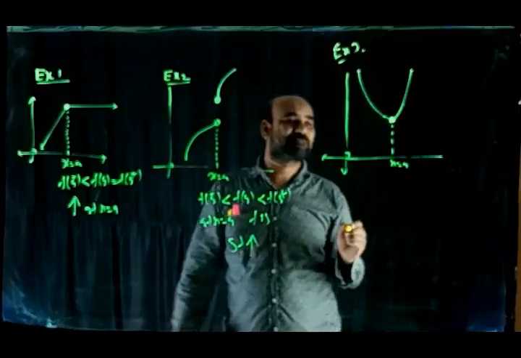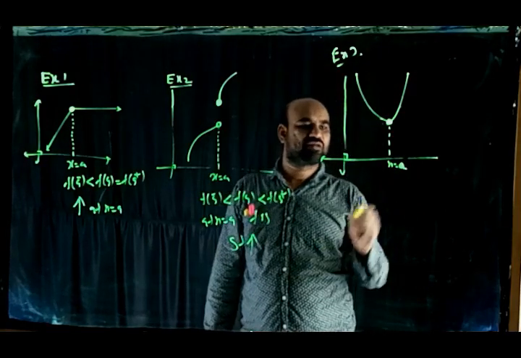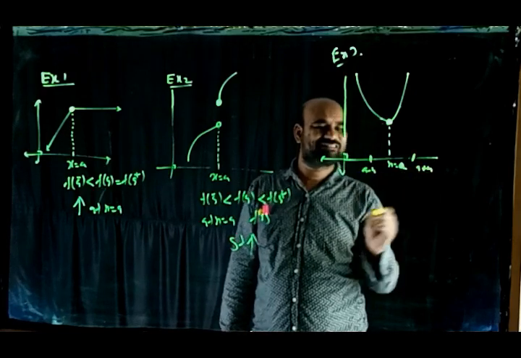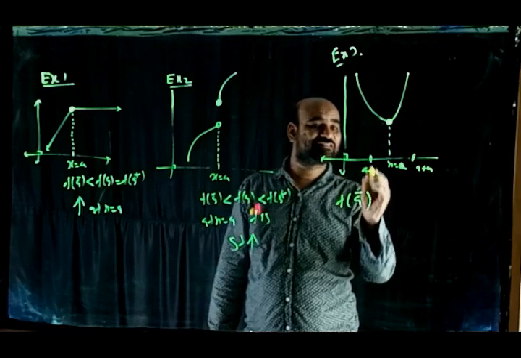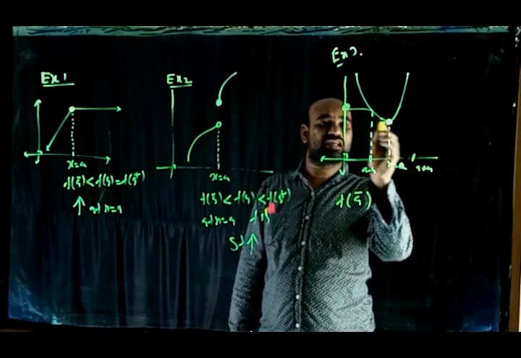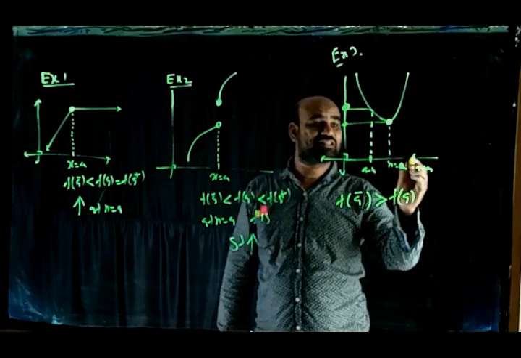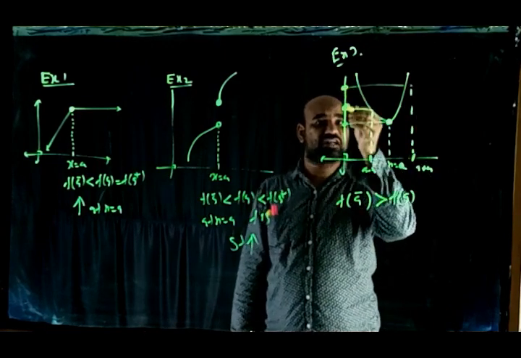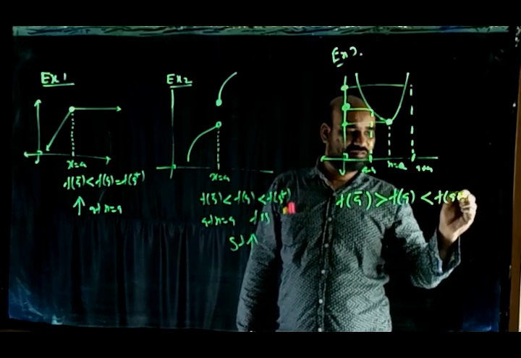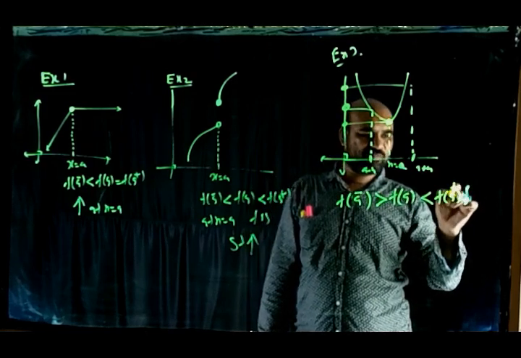Example 3 is interesting. We want to find the monotonicity at x = a. So this is a minus h, this is a plus h. f of a minus, this value is greater than f of a. f of a plus h, this is also greater than f of a. A plus h or a plus, you can write, that is not a problem.